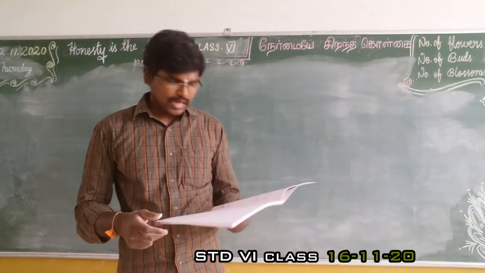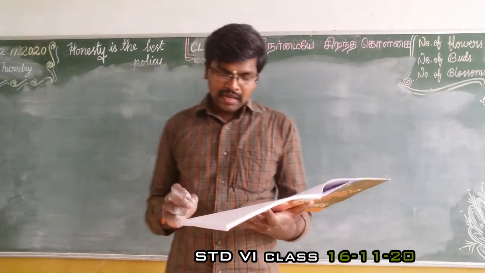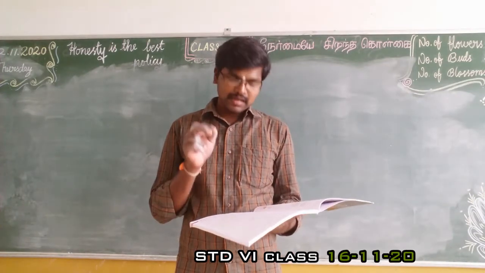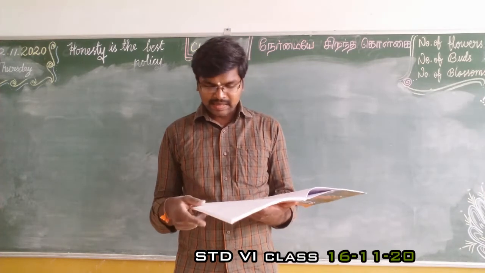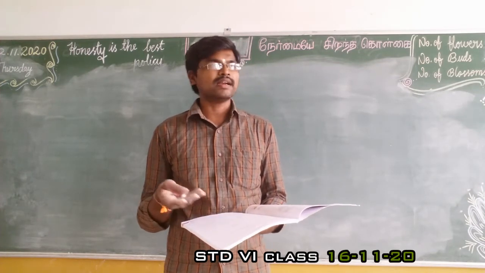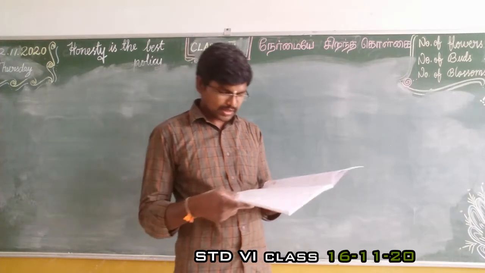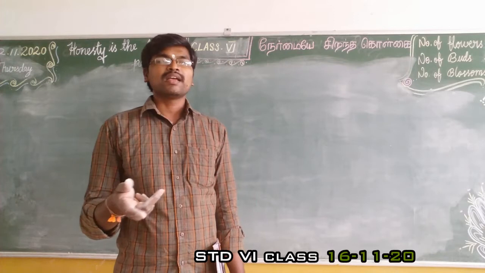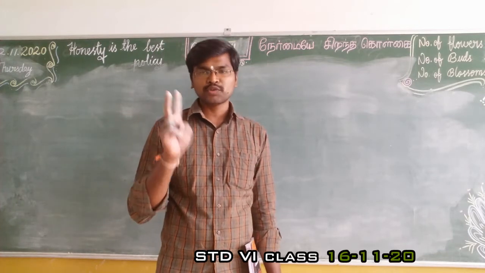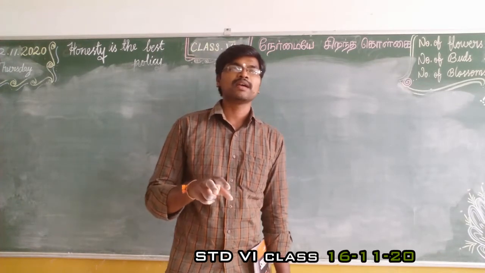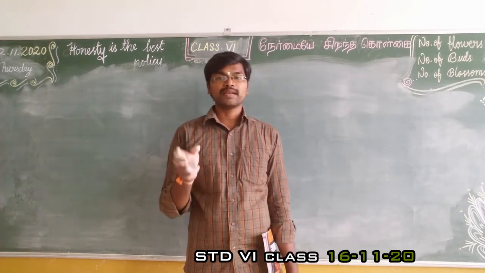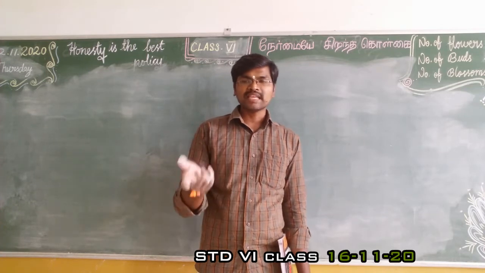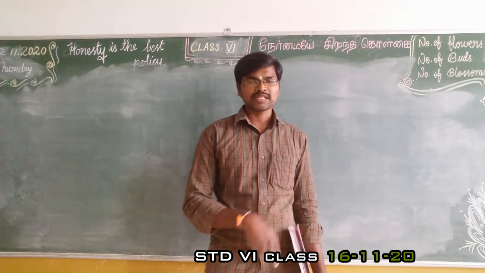Next, question number 8. Each composite number has at least 3 factors. I think this is a direct concept, right? Already we know that each and every composite number has more than 2 factors. If a number has only 2 factors, it must be a prime number. When a number has more than 2 factors, it comes under the composite category.